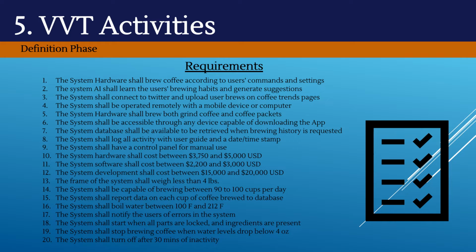Things such as the system hardware shall brew both ground coffee and coffee packets. Another is the system shall have a control panel for manual use, or the system shall report data on each cup of coffee brewed to the database.